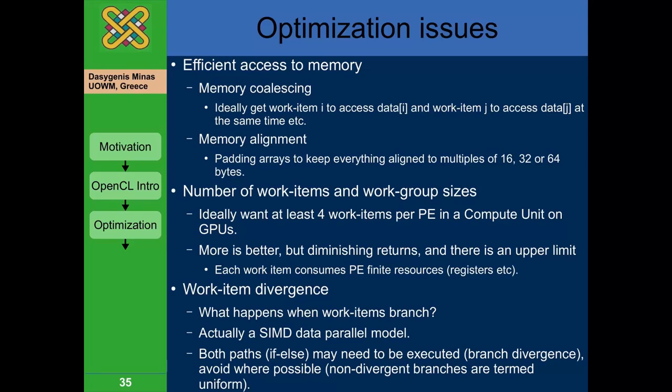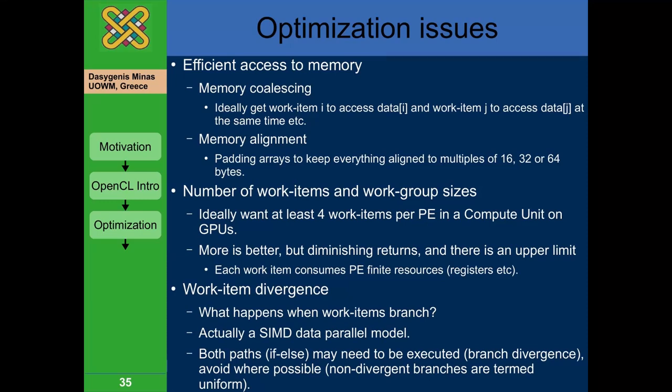And we have to have at least four work items. We have the big grid, we divide the grid into work items. And something that is very important in the accelerators is that we don't want divergence. Divergence happens when we have if-else branches. And this means that if we have an if and an else branch, some threads will go to the if branch, some threads will go to the else branch, but this means that the accelerator has to execute both branches.